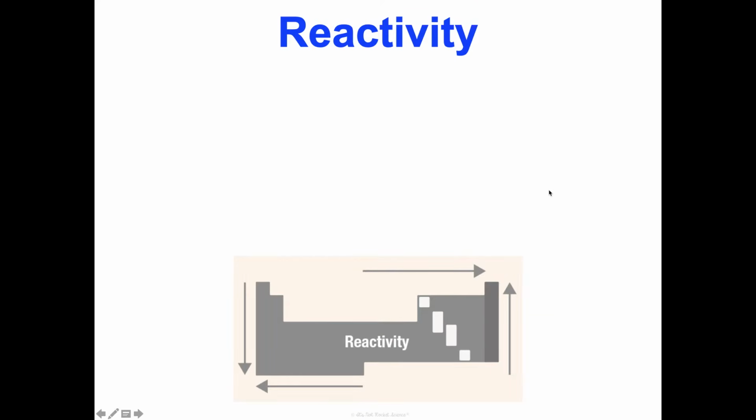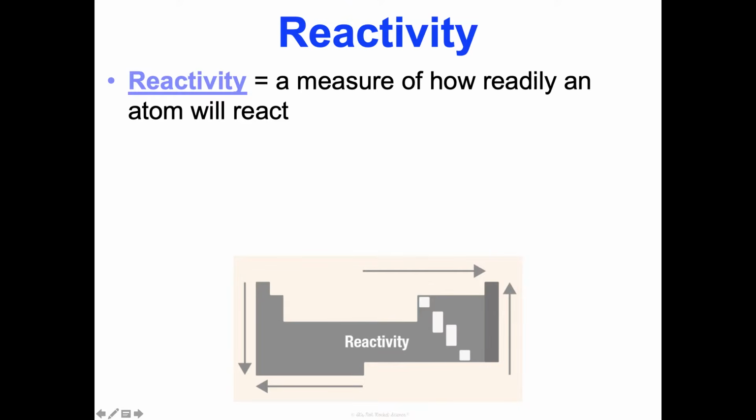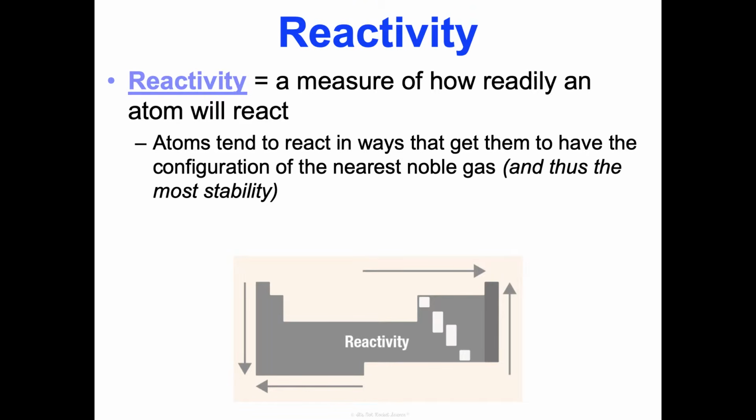Okay, now let's talk about reactivity, which we did talk about a little bit in our last unit. This is just a measure of how readily an atom is going to react. And atoms tend to react in ways that will get them to have the electron configuration of the nearest noble gas. Because remember, noble gases are already stable because they tend to have the octet rule, the full 8 valence electrons in their outer energy level. So they're the most stable. So elements want to get to be like that noble gas. Like if you look at fluorine, it's just 1 away from being like neon and being stable. Or if you look at lithium, it's just 1 away from being like helium and being stable. So it wants to do that.